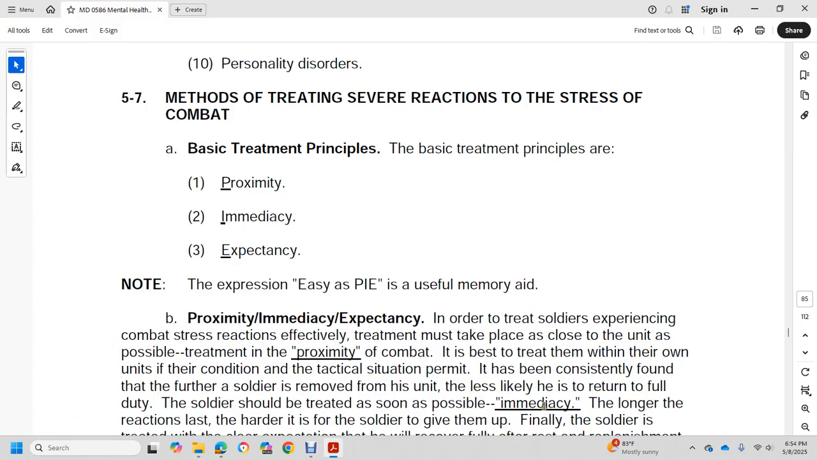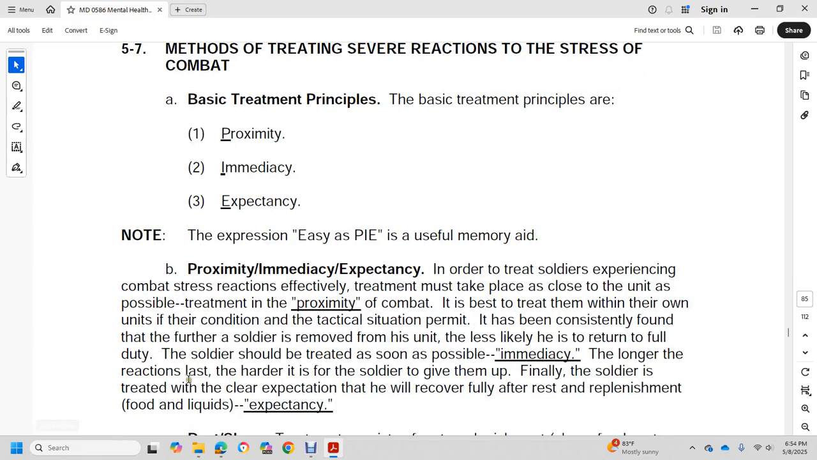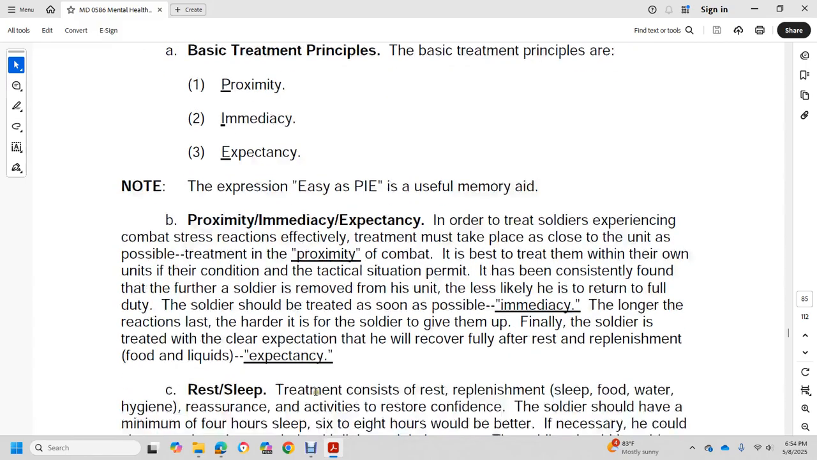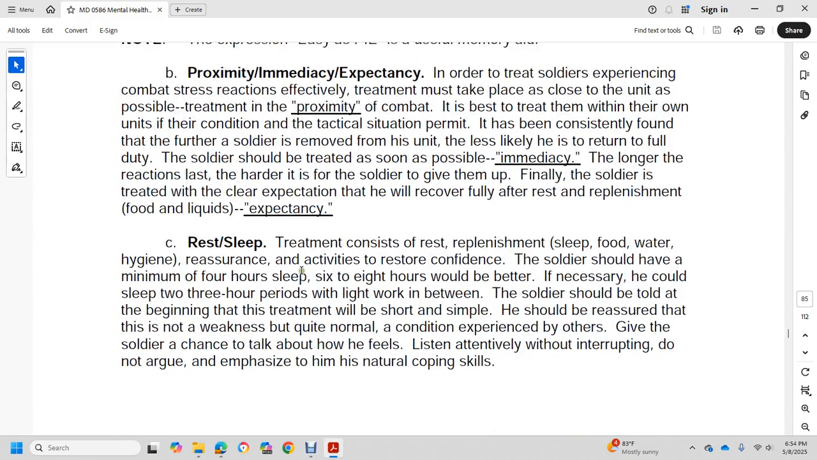The soldier should be treated as soon as possible. Immediacy: the longer the reaction lasts, the harder it is for the soldier to give up. Finally, the soldier should be treated with a clear expectancy of full recovery after rest and replenishment of fluids. Expectancy.